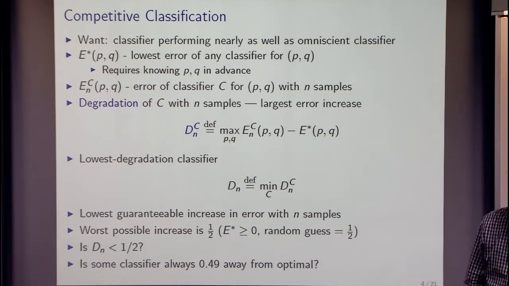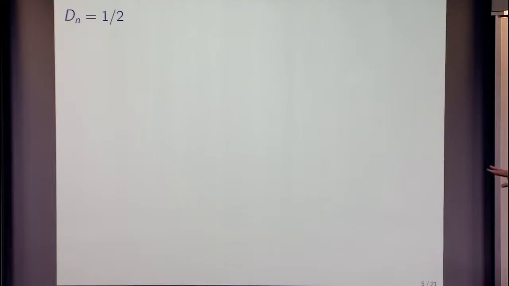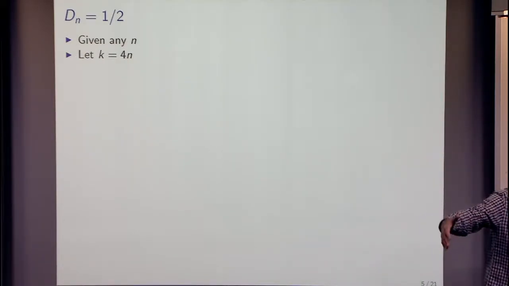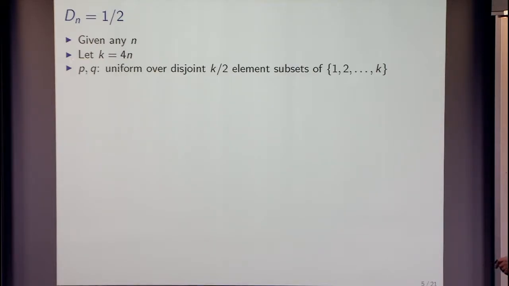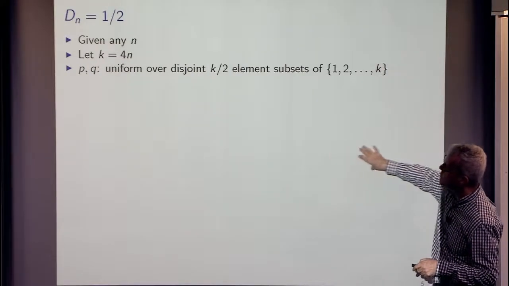Correct. So the first thing to see is that actually you cannot do better than half. The best you can guarantee is a half. So given any n, which could be arbitrarily large, let k be 4n, so we're making k even larger. And mind you, this is a reasonable thing. Like we said, the size of English is 500,000, and you need to look at the context and so on. Let P and Q be uniform over disjoint subsets of 1 up to k. So this k is the alphabet, and you take half of it for P, and the other half for Q.